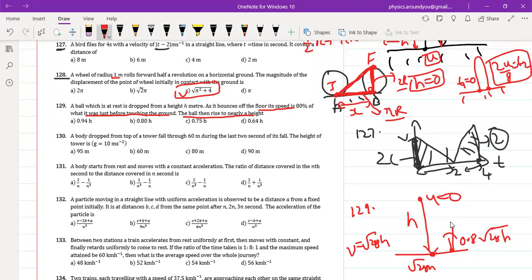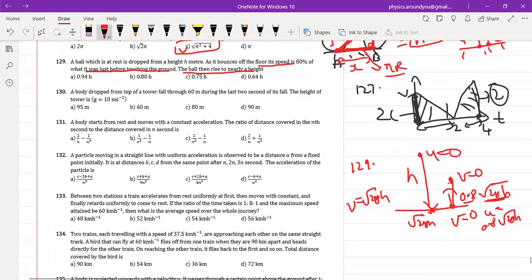What is the maximum height it will reach? At the maximum height, v is 0. And what is the speed with which it's coming from the floor? 80% of this final velocity, which is root 2 gh. Then what can I do? V is 0. U is 0.8 into root 2 gh. What is the acceleration with which it is rising? It is always equal to minus 10. Can you find out h?